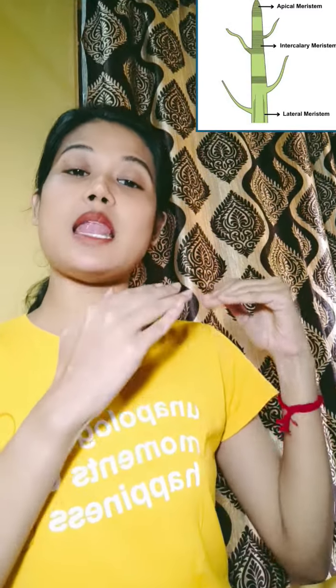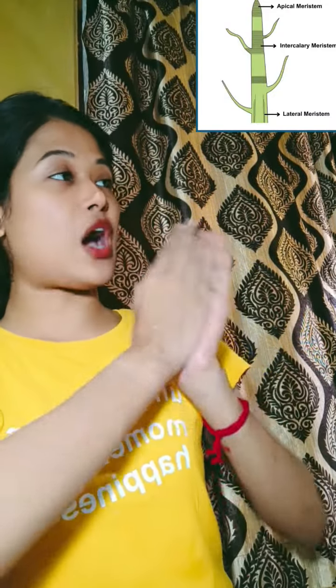Now the next one is the lateral meristematic tissues. Now it is found here in the lower portion, meaning it is responsible for making the plants wider in nature. Whether the plant will be wider, thicker or thin, that depends on the lateral meristematic tissues.